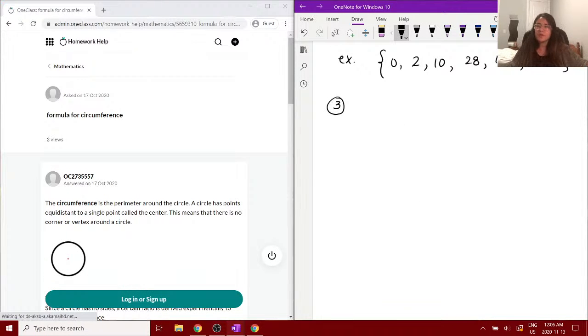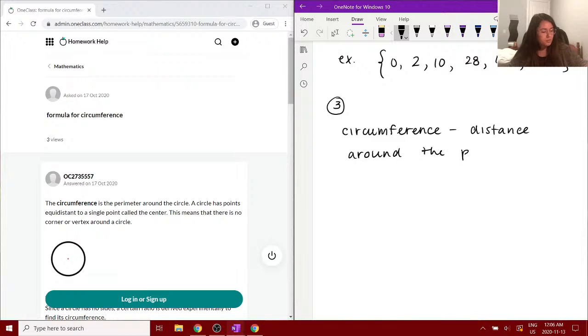Question number 3 is asking for the formula for circumference. Okay, so the circumference is the distance, or more properly, around the perimeter of a circle.